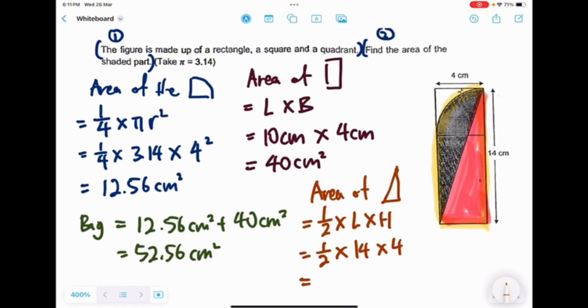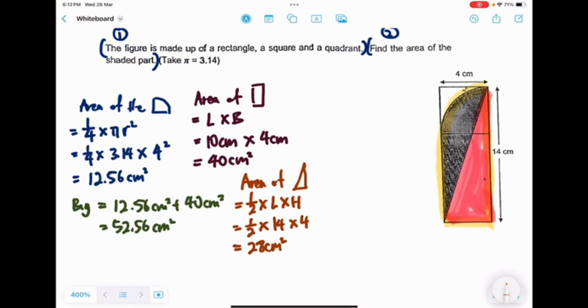Right, calculating this, that would give me 28 cm square. Now that I've got my big and small, what I want to do is to substitute them into the concept formula, which is big minus small, to find my shaded area.